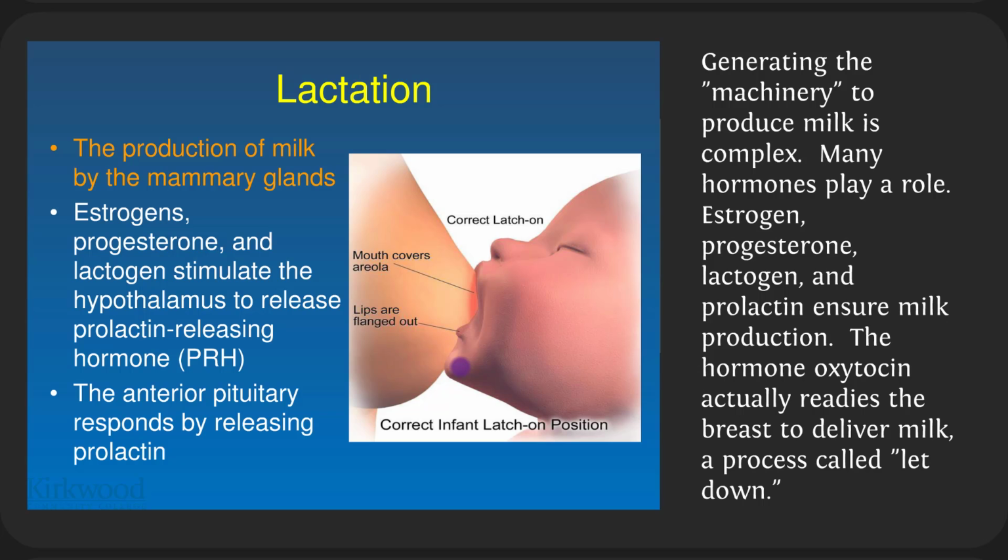Generating the machinery to produce milk is complex. Many hormones play a role. Estrogen, progesterone, lactogen, and prolactin ensure milk production. And then the hormone oxytocin, which we'll cover in a second, actually readies the breast to deliver milk in a process called letdown.